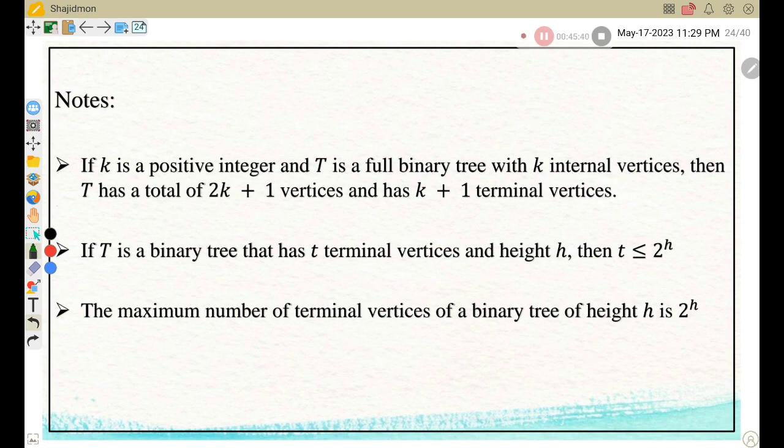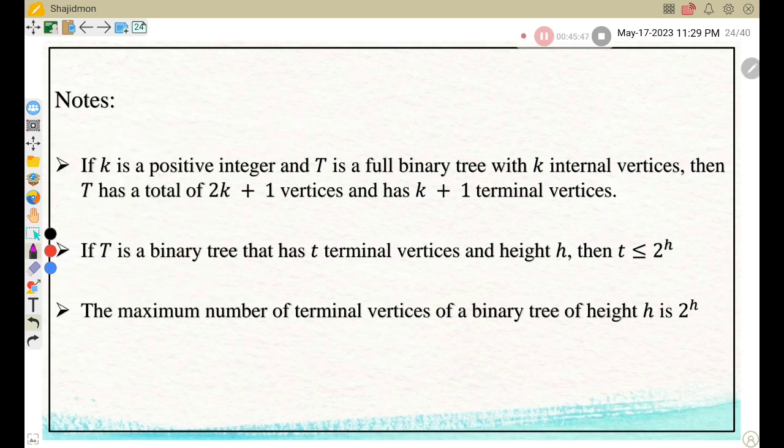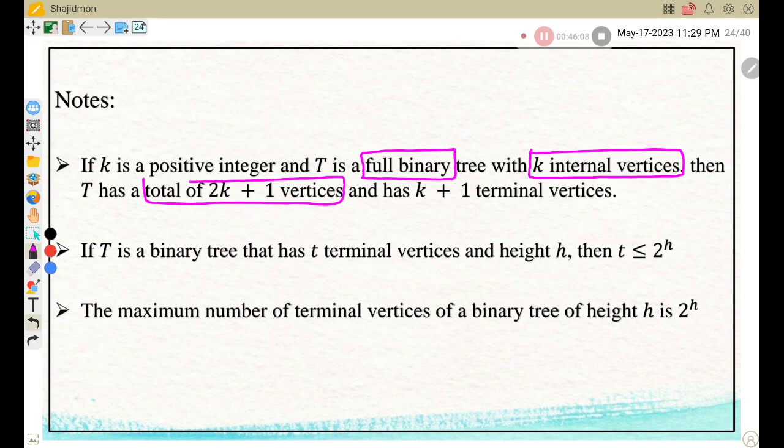Now there is one important rule connecting the full binary tree and binary tree. You can see what that rule is here. We need to know this rule when we are doing questions. If k is a positive integer and T is a full binary tree with k internal vertices, then that tree has a total of 2k plus 1 vertices and k plus 1 terminal vertices. K plus 1 terminal vertices.